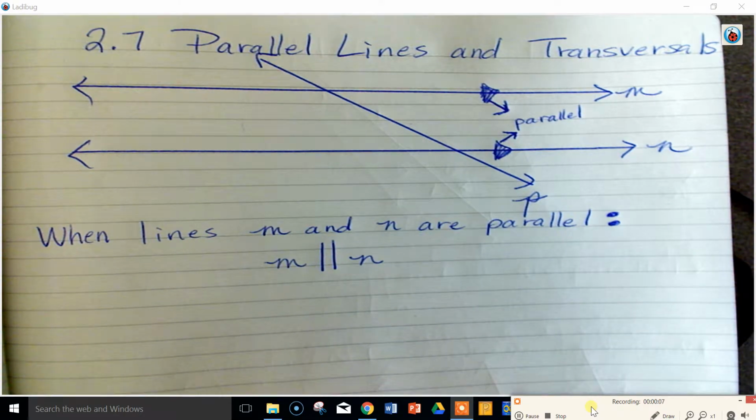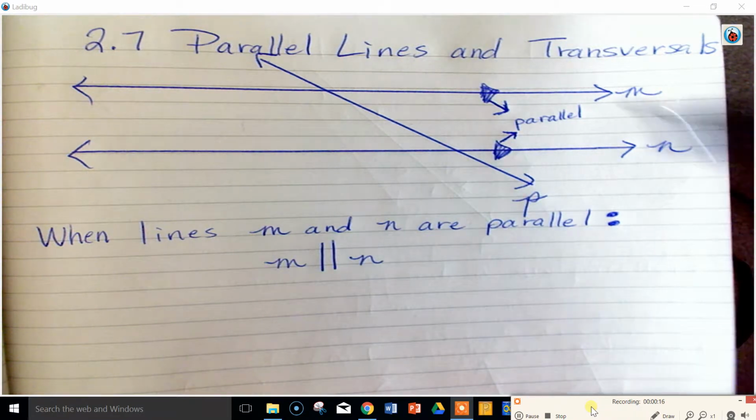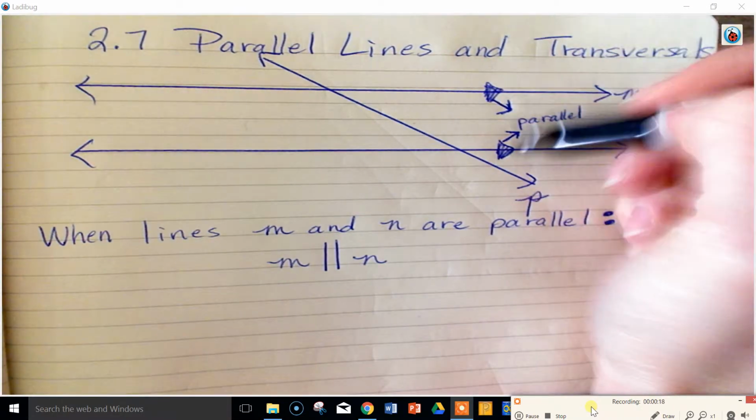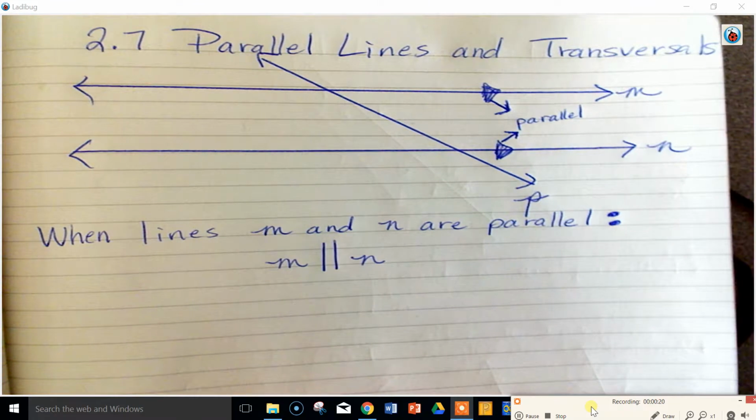Okay, so when you have this situation, you have two lines cut by a transversal, but those two lines are parallel. They're not just two random lines going in any direction. They are actually parallel lines here, which we see by those little shaded in arrow markings on the lines.